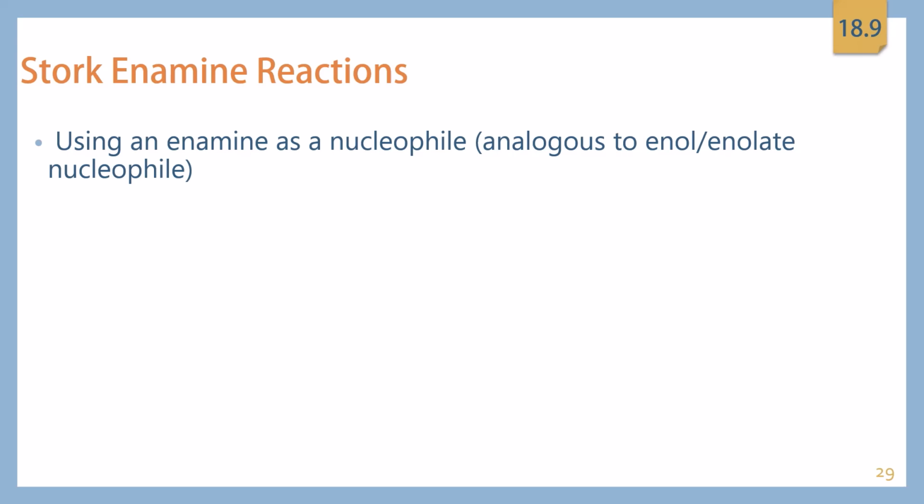Okay, this is the last topic in this chapter, and then once we complete this topic, there's a handful of practice problems at the end of the slideshow that I will also work through. So Stork enamine reactions are really cool. They're using an enamine as a nucleophile, which is completely analogous to using an enol or an enolate nucleophile.